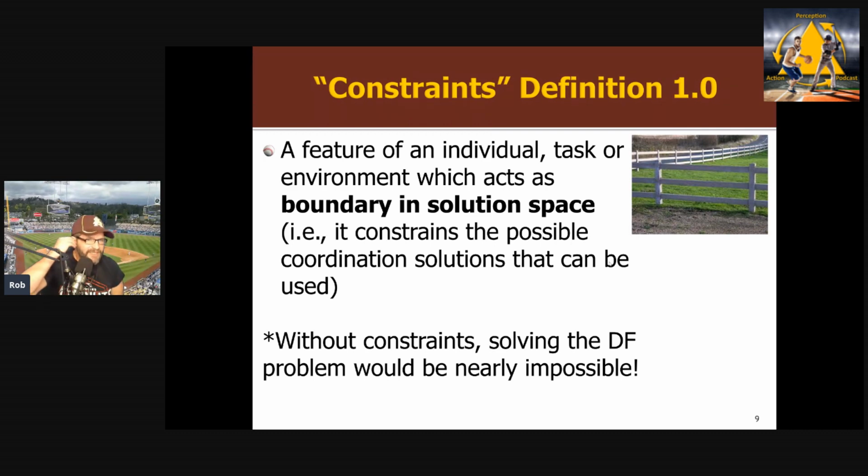And the analogy I'm going to use a lot today is that of a fence. So if you imagine solution space is like a big open field, you can go anywhere in the field you want. You can walk anywhere you want. A constraint is a fence. You can't go there. We're putting a fence up. You're not allowed to go over to that part of the field. So that's the way I like to think of a constraint.